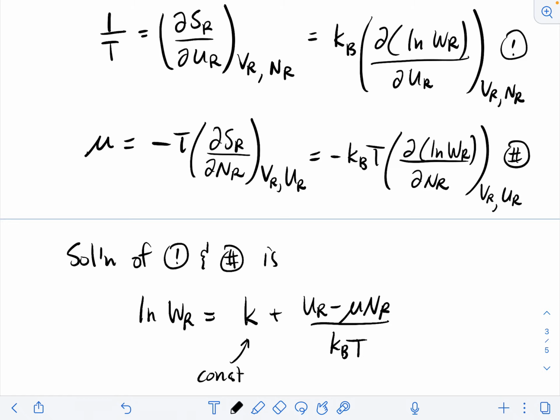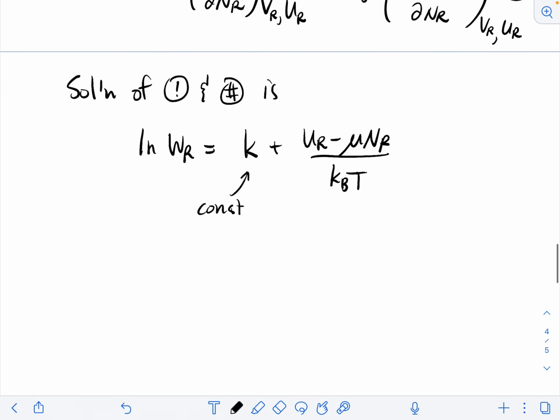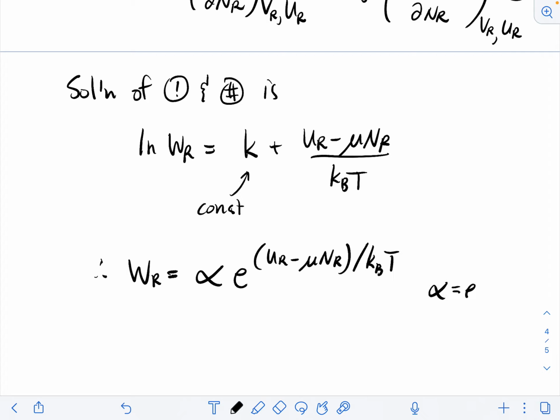Okay, so that works. What we could do then is exponentiate and solve for WR. We get e to the k, which I'll define to be some other constant, alpha, and then we multiply that by the exponential of UR minus mu NR over KBT, where alpha is e to the k, some other constant.